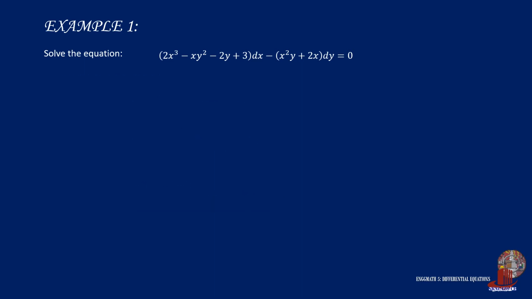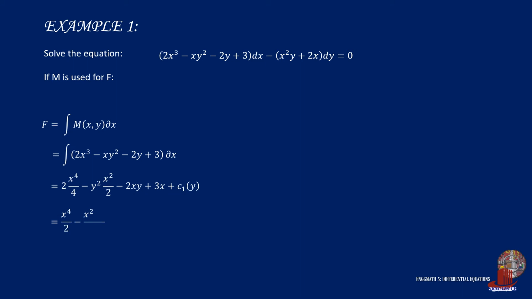With the same example, what if we choose to take the general solution using m instead of n? Let's start by integrating the function m with respect to dx. So we get f as x to the fourth power all over 2 minus x squared y squared all over 2 minus 2xy plus 3x plus the constant in terms of y.